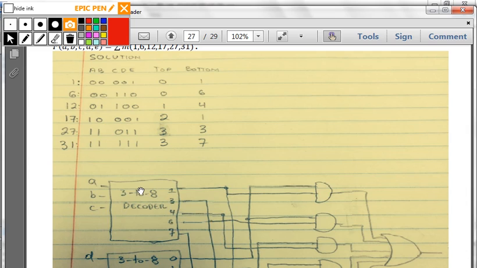Does that make sense? Sometimes you need to do that. Not always.